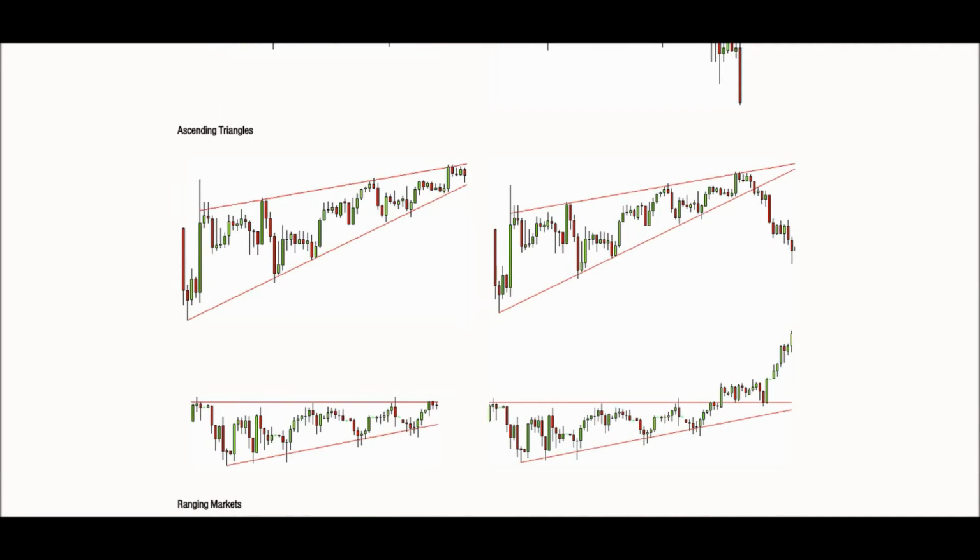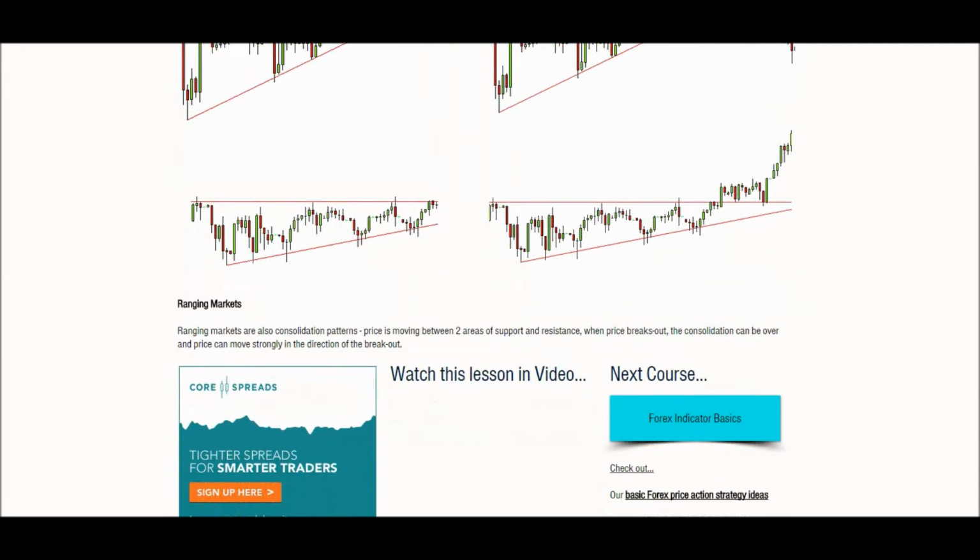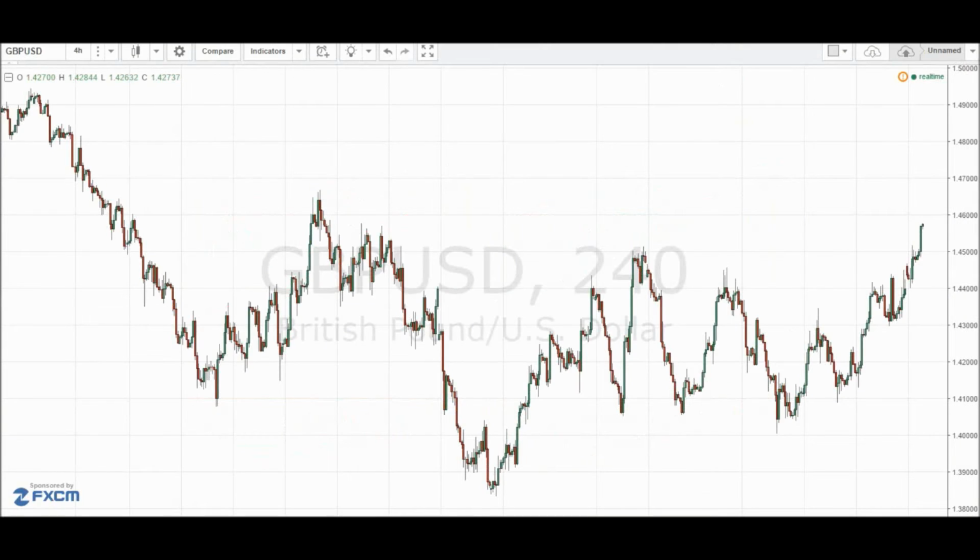And here are some ascending triangles. So here's our diagonal support, diagonal resistance. This one's very clear, moving between those lines. We fall to the downside, we close out the triangle, and we move lower. And then we have another example here. So let's look at some actual price charts and see if we can find some of these things.